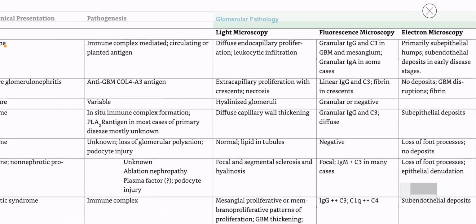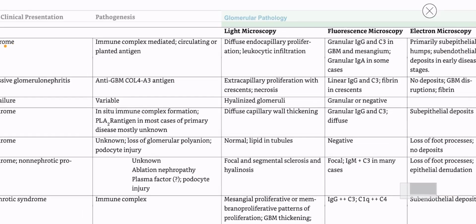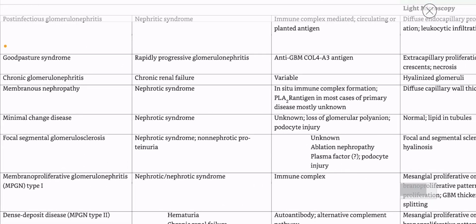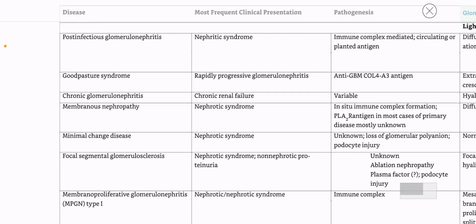So primarily it is a subepithelial hump. Subendothelial can be there in the early disease. So predominantly always you have to see the subepithelial. This is the post-infectious. The second is the Goodpasture syndrome.